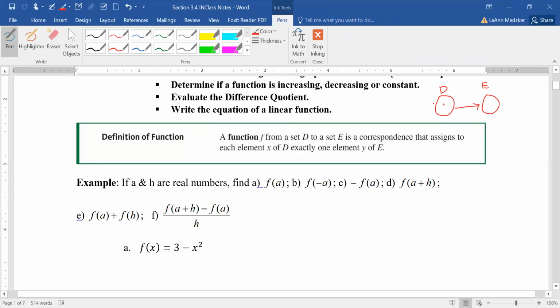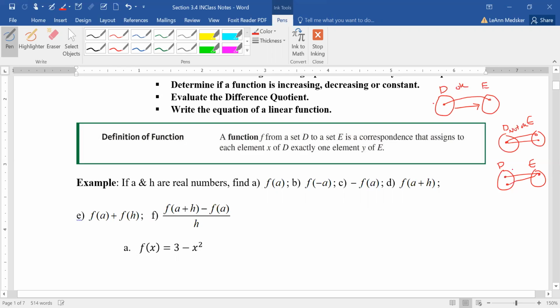the idea here is that to be a function, an element in D has to map to an element in E, and this is okay. What cannot happen to be a function is that you can't have an element in D mapping to two separate elements in E. Okay? So we can't have the same element going to two separate ones. Now, it is okay to have two separate elements in D go to the same y value.